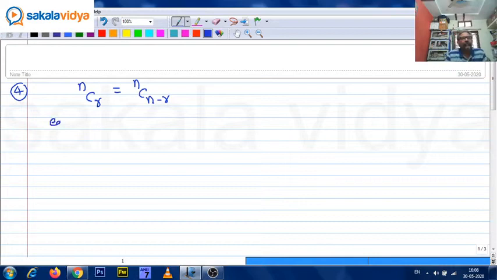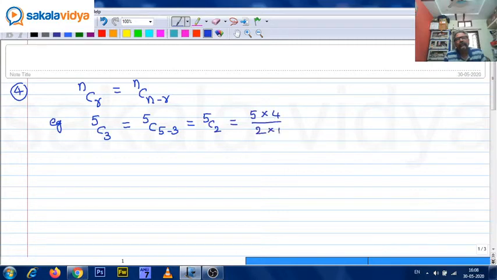Example, if you want to find out 5C3, this 5C3 is also equal to 5C(5 minus 3). This is equal to 5C2. 5C2 means, very simple, you can write 5 into 4 by 2 into 1. It will be 10. For example, if you want to find out 9C8, you can write 9C(9 minus 8). It's equal to 9C1.